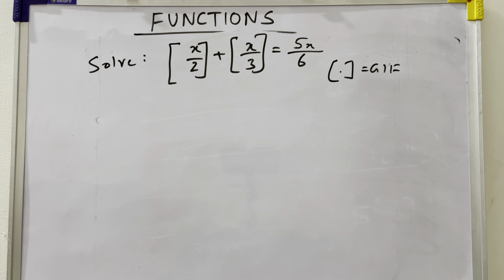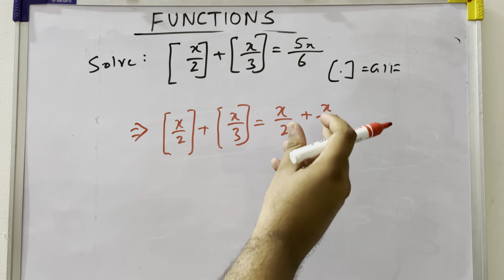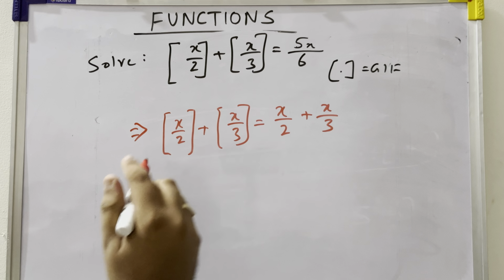Can I write 5x + 6 as (x + 2)(x + 3)? Students, I can write this, correct? I can write this because (x + 2)(x + 3) gives you x² + 5x + 6. Now students, see the next step.